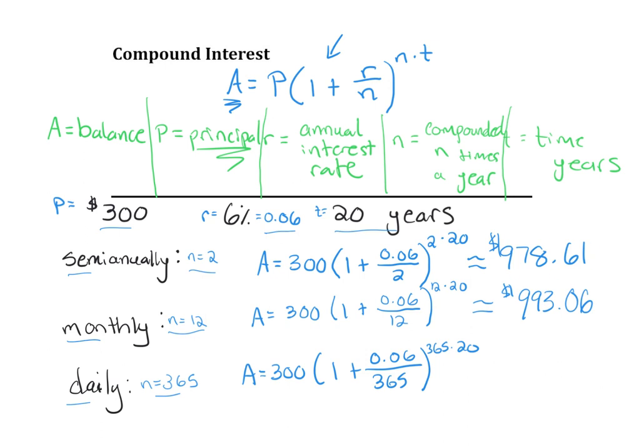So now if we're compounding it daily, that's 365 times during the year, you will get $995.94. So it's not a huge increase, but it is an increase as you go.